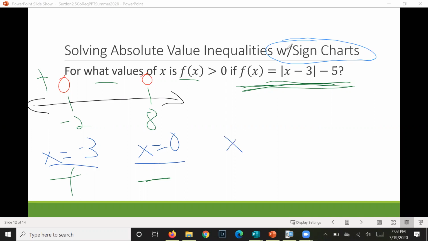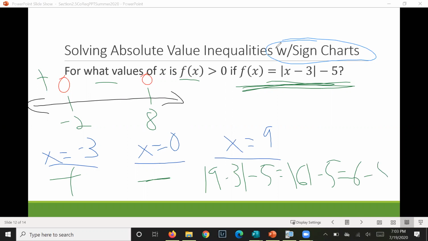And then finally, we'll check a value bigger than 8, so we'll do x equals 9. We'll plug that in: absolute value of 9 minus 3 minus 5, which is absolute value of 6 minus 5, which is 6 minus 5, which is 1. In this case, a positive 1. So what we see is that for all values bigger than 8, the function gives positive values.